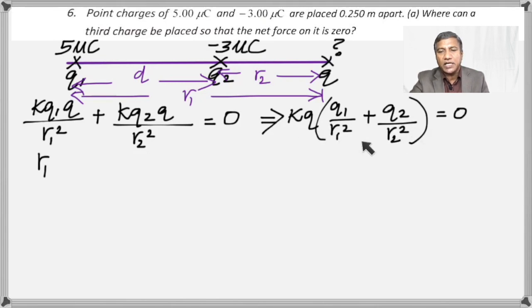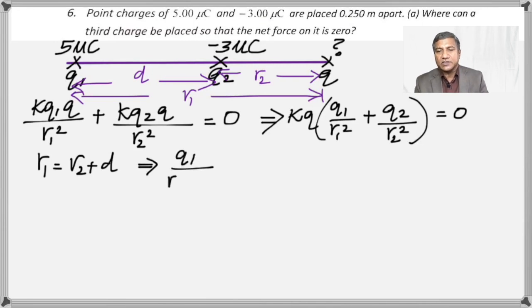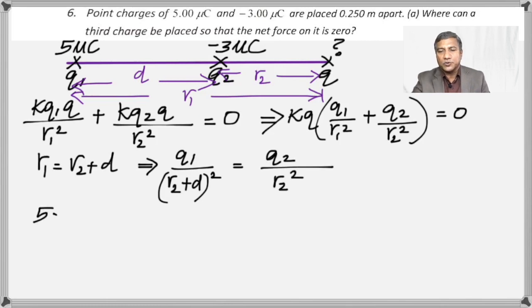So I've taken out KQ here. You have this, and then, like I said, R1 is R2 plus D. So, which means Q1 by R2 plus D whole squared should be, see, instead of R1, I'm substituting R2 plus D. And I'm setting that to be equal to each other. Okay? Why should they be equal to each other? Because we know K times Q cannot be 0. This has to add to be 0, which means that the magnitudes of these two must be equal.